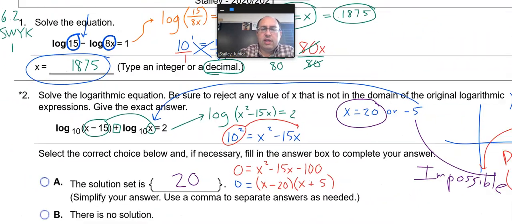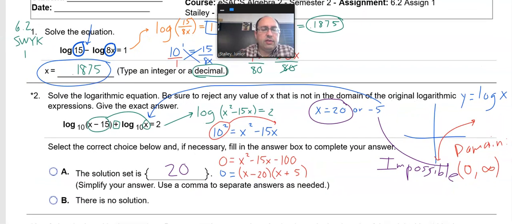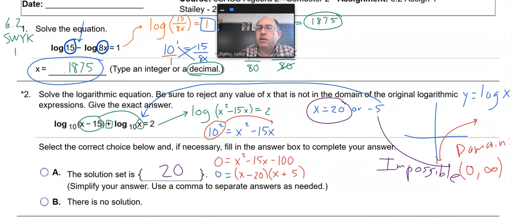Okay, so we're starting to get into some other ones, some different types here. So let's take a look. Do we have a single log? Nope. Okay, so we look here and we see that it's addition. Therefore, we have to multiply the x minus 15 and the x together. That's what creates this new argument, x squared minus 15x. Of course, now we have it as a single log.